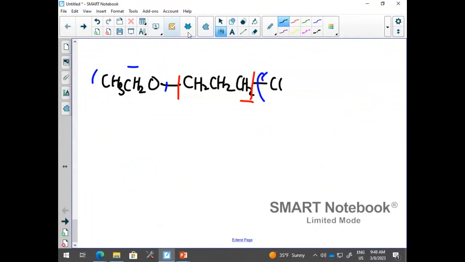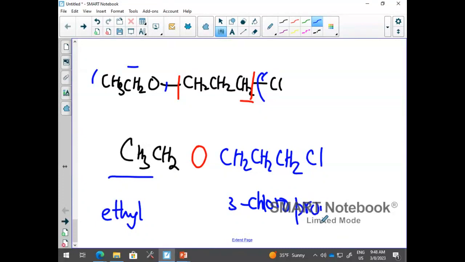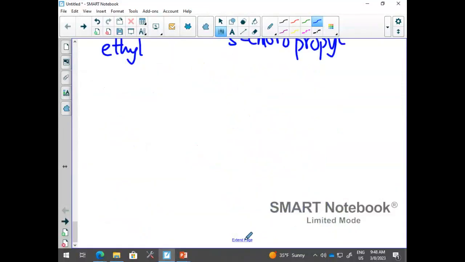basically in functional class nomenclature I will just rewrite it, probably easier. You get one alkyl group, oxygen as the functional class, then another alkyl group. So this one we call ethyl, and this one we call the 3-chloropropyl group, because this has to be carbon 1, as that's the point of attachment for the alkyl group. This is called 3-chloropropyl.